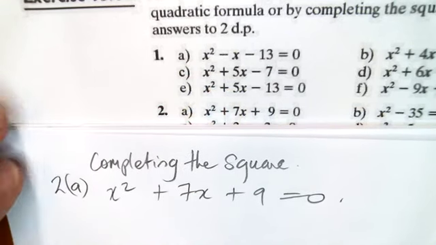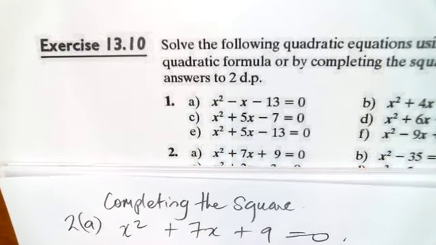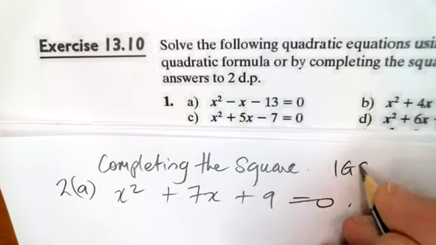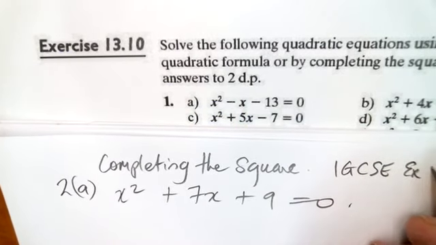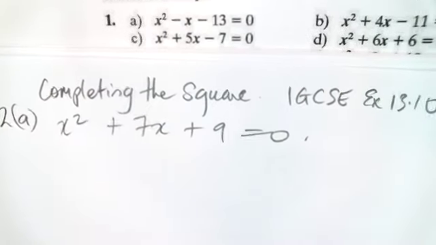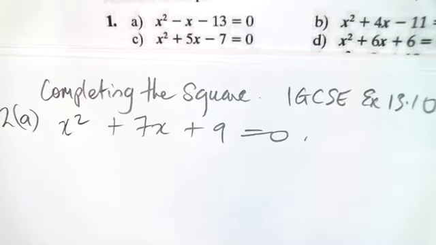Let's take a look at exercise 13.1 from the IGCSE text. IGCSE exercise 13.10. Completing the square, we've chosen this one here.